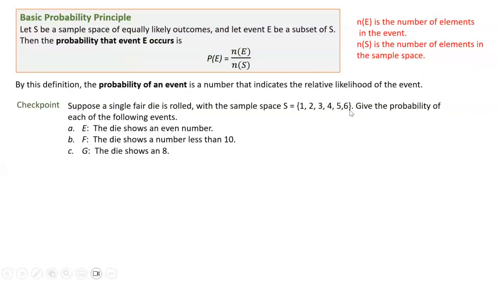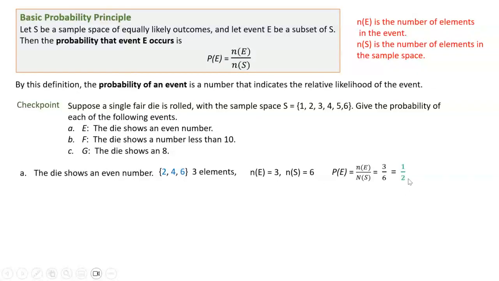This is my sample space, A equals 1, 2, 3, 4, 5, 6. Give the probability of each of the following events. A die shows an even number. Even number means 2, 4, 6, which is 3 elements. So the probability of an even number is 3 over 6, which is 1/2.